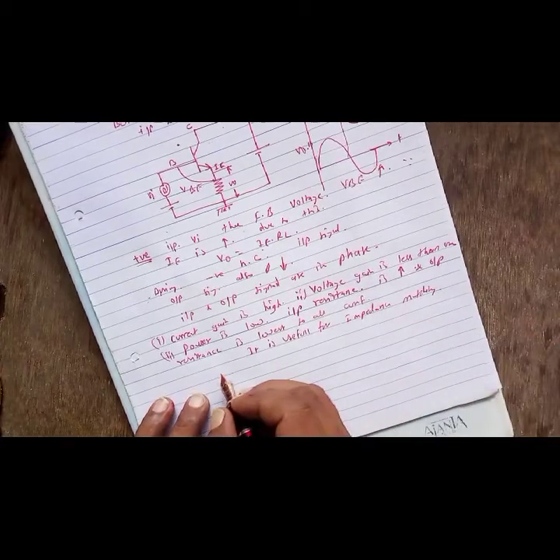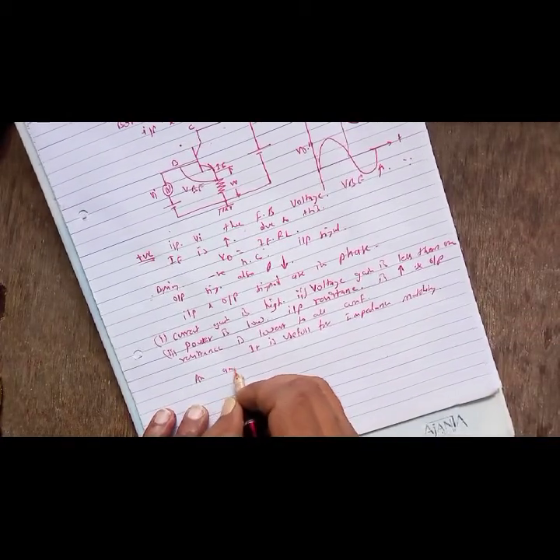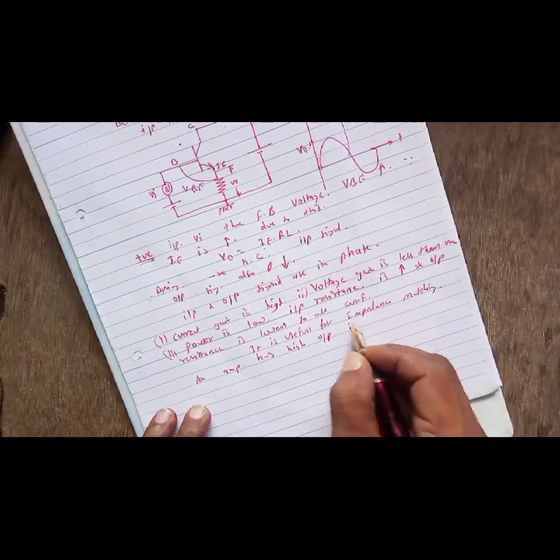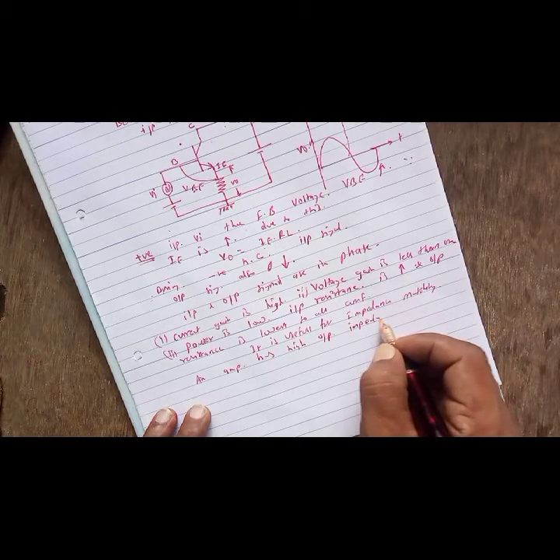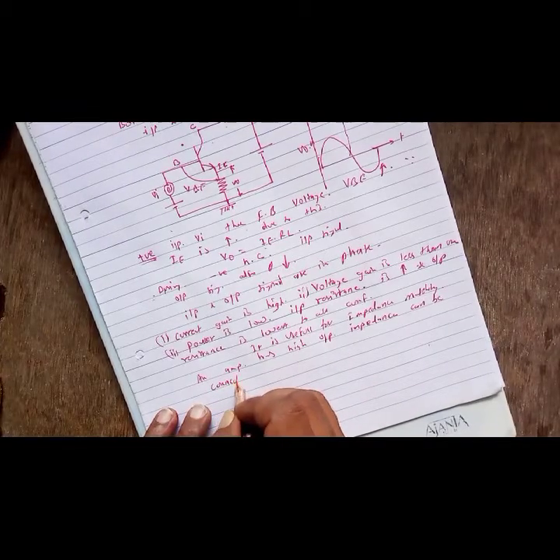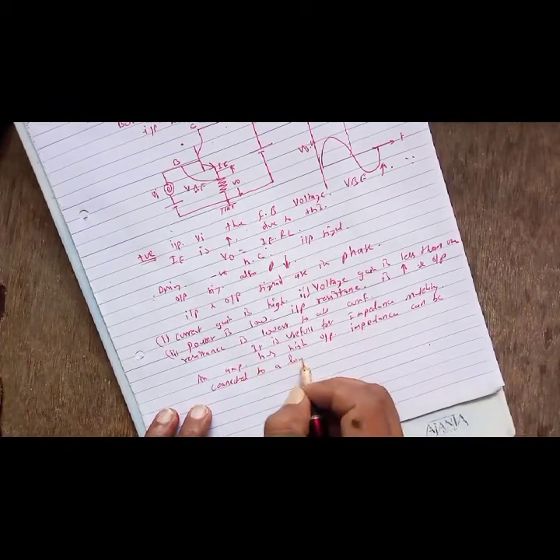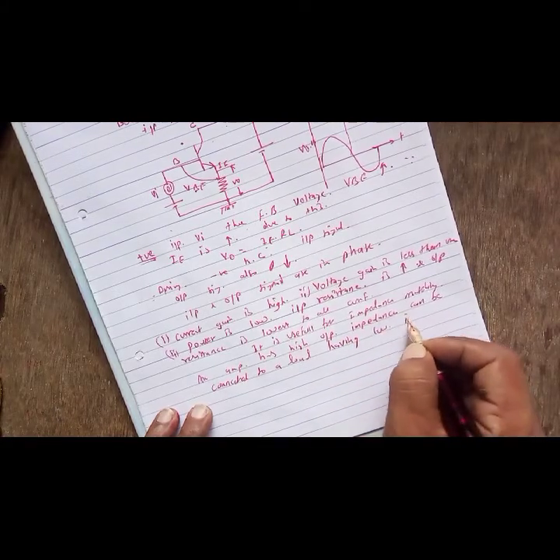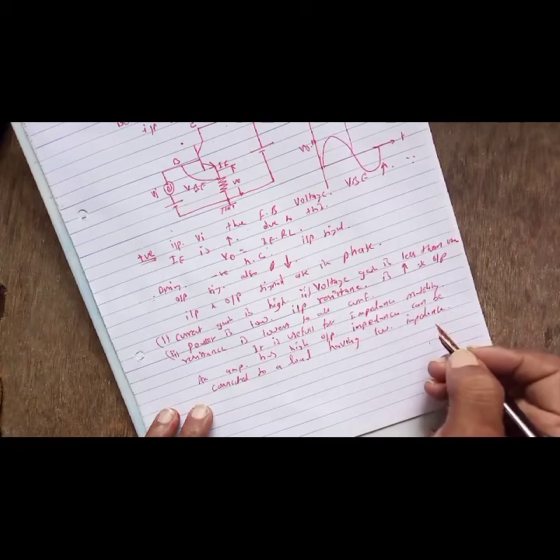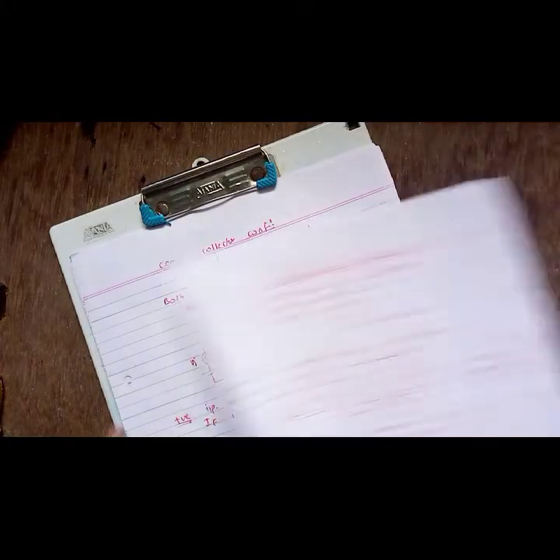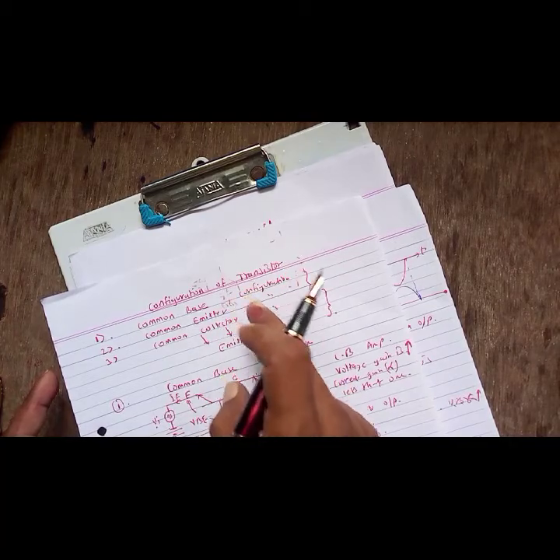Okay, students. Then an amplifier with high input impedance and low output impedance can be connected to a load having low impedance. So all this is considered as the three configurations: common base, common emitter, and the common collector.